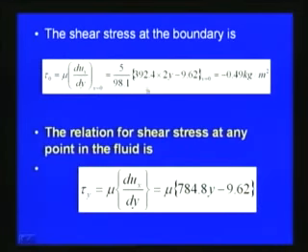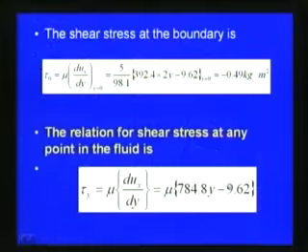So, this gives the shear stress, and to get a relationship for the shear stress at any point in the fluid, we can take tau is equal to mu into dux by dy. We get an expression by taking the derivative of the velocity expression, which gives mu into 784.8 into y minus 9.62. This gives the relation for the shear stress. Like this we can find out the various parameters.